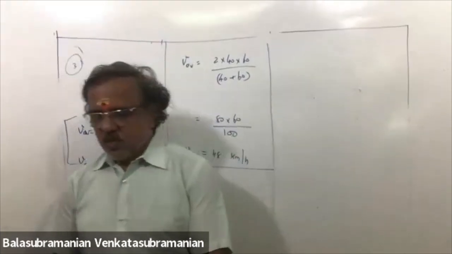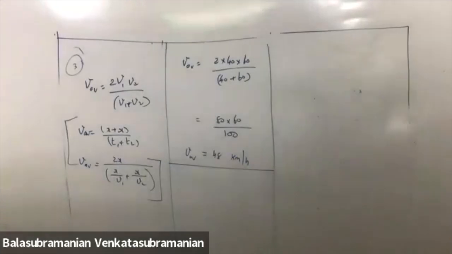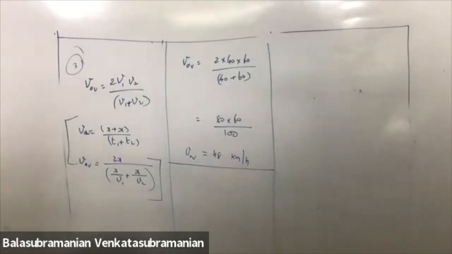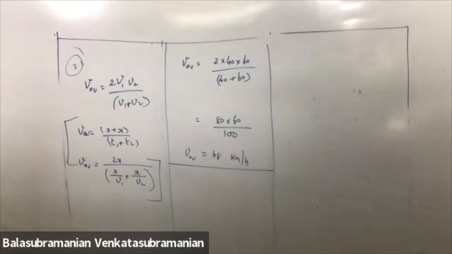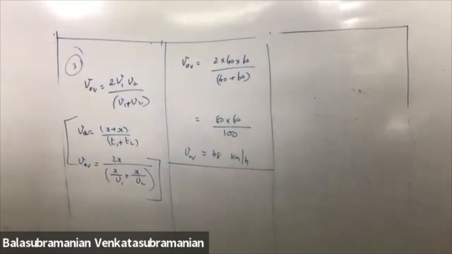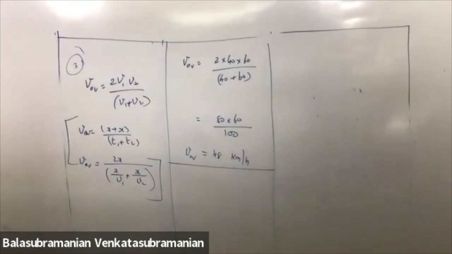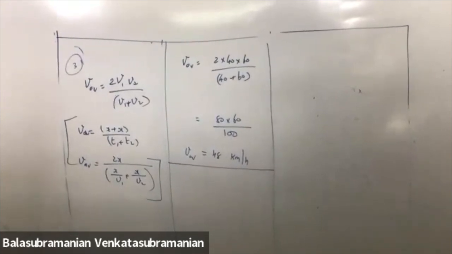Okay. Next problem. A train moves with a speed of 30 km per hour in the first 15 minutes, with another speed of 40 km per hour in the next 15 minutes. That time the speed is 60 km per hour in the last 30 minutes. So three different speeds they have given: 30 km per hour, 40 km per hour, 60 km per hour. Calculate the average speed of the train for this journey.